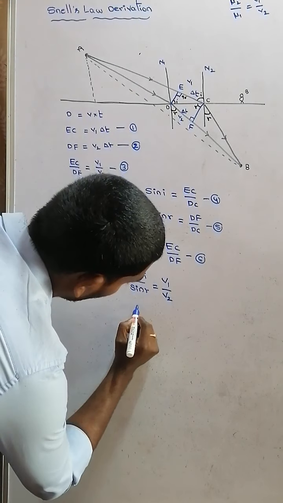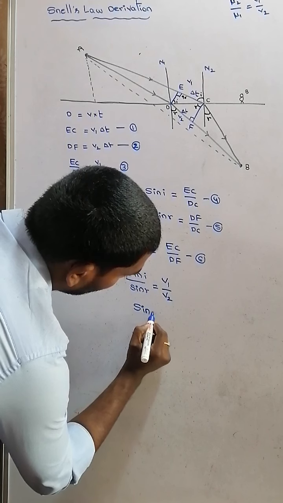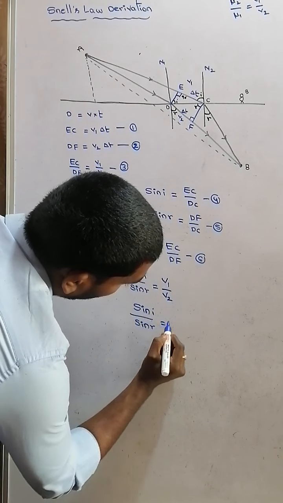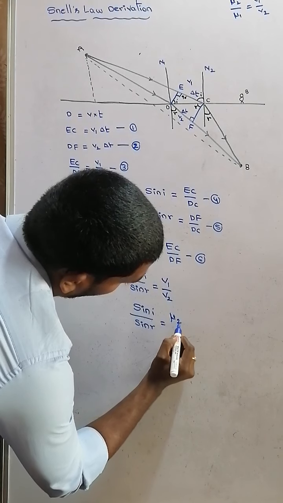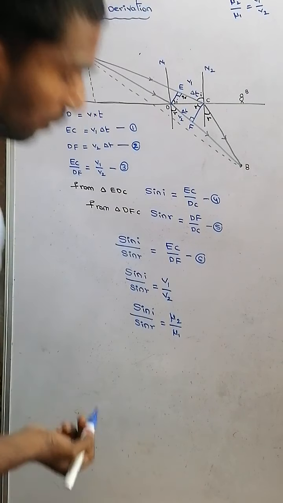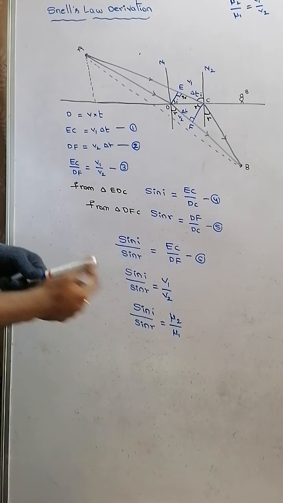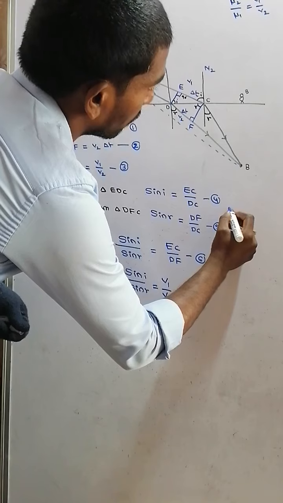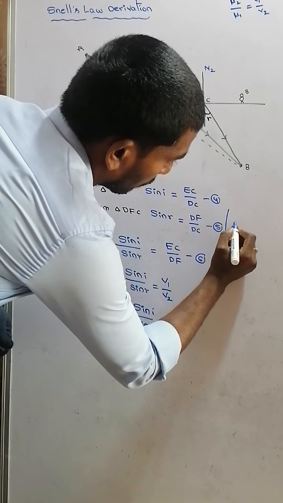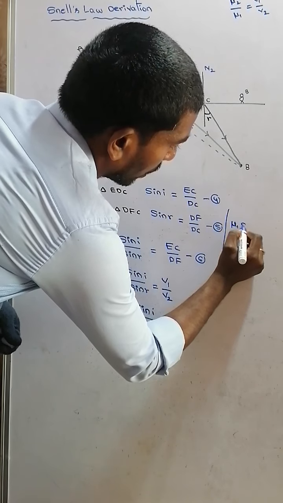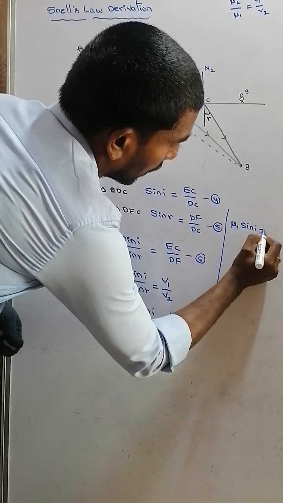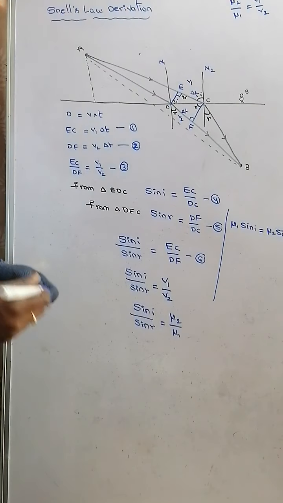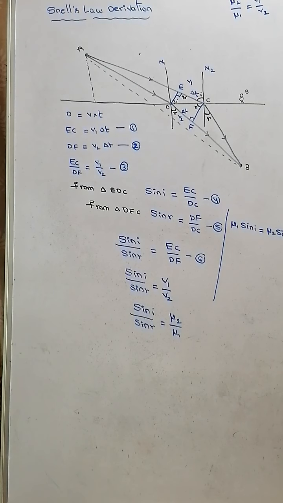So sin i by sin r equals mu2 by mu1. This is what we are getting. By doing the cross multiplication, what we get is mu1 into sin i equals mu2 into sin r. This is the Snell's law derivation.